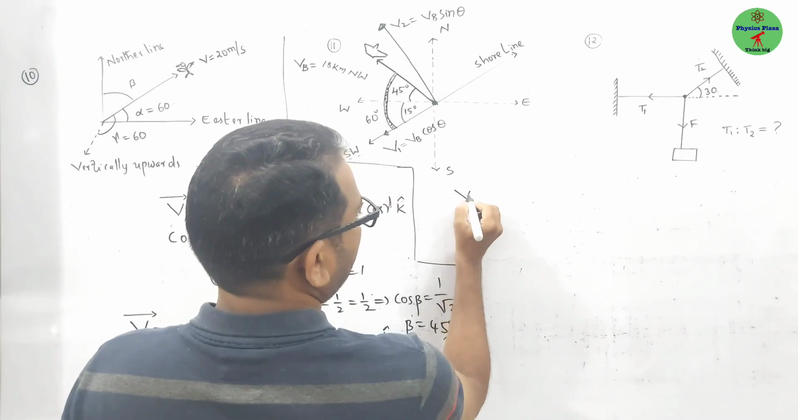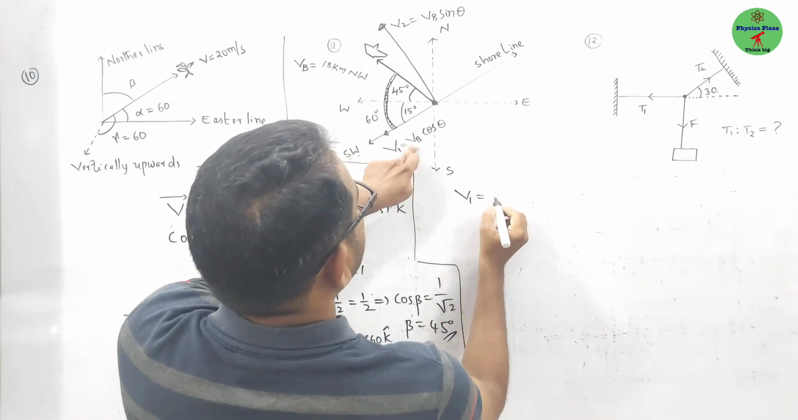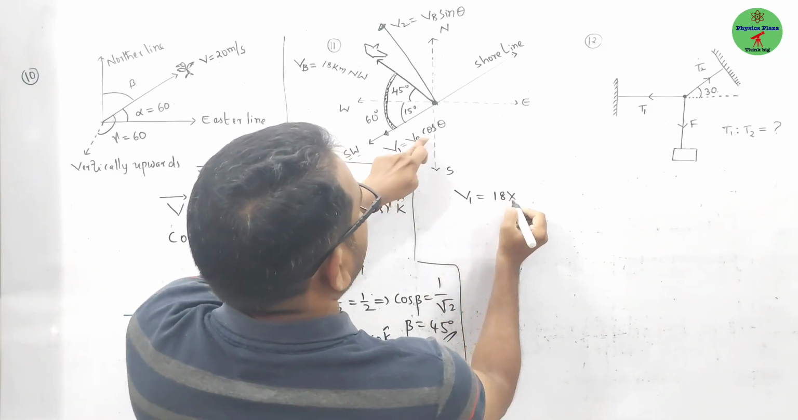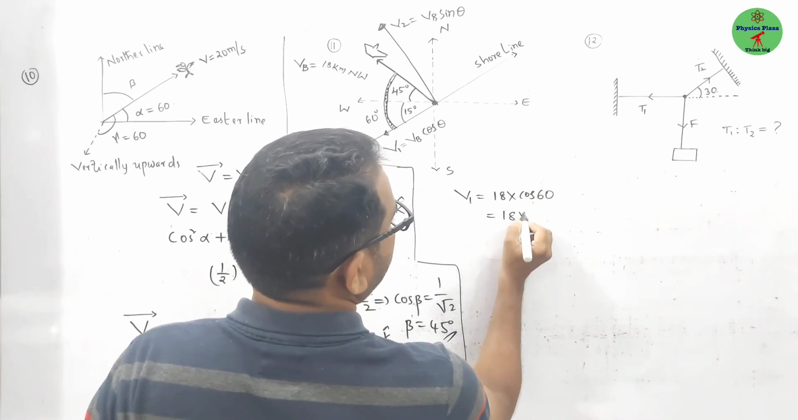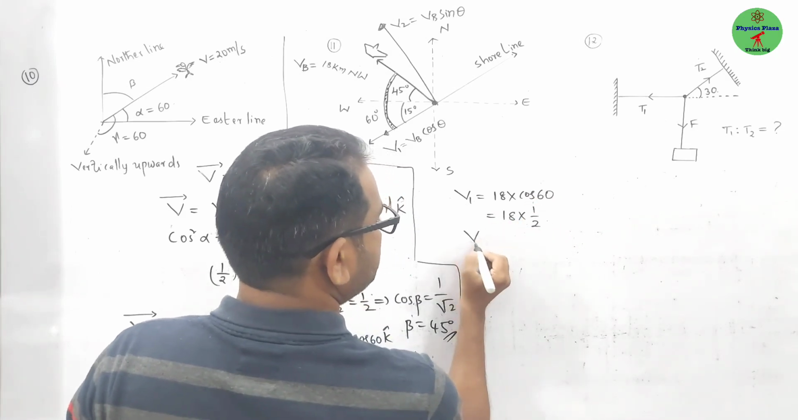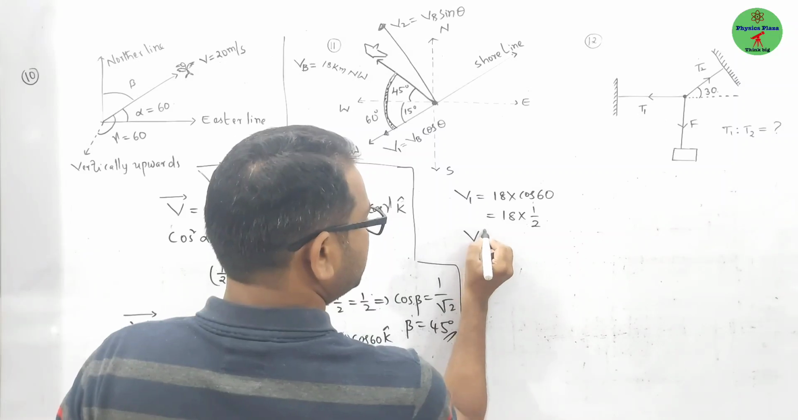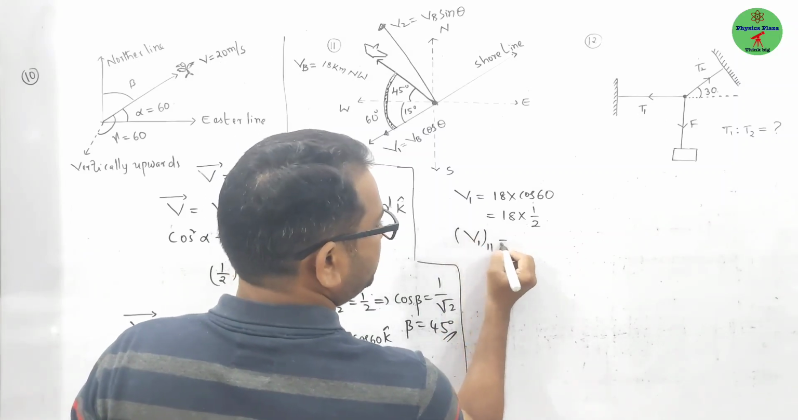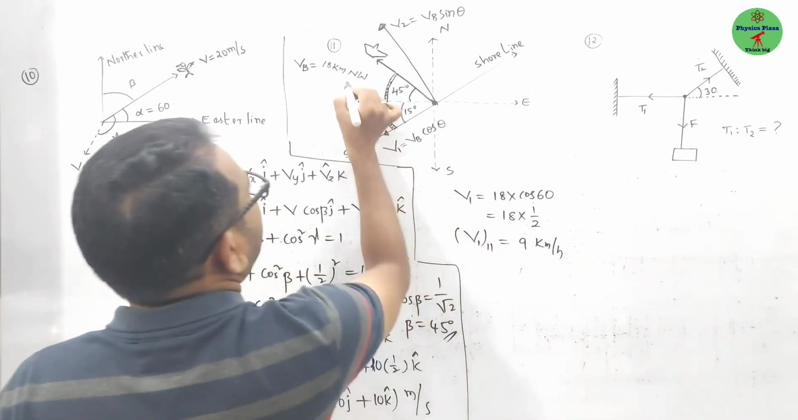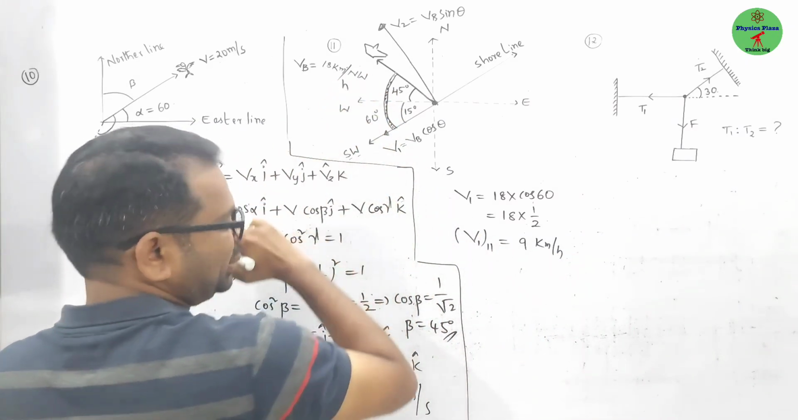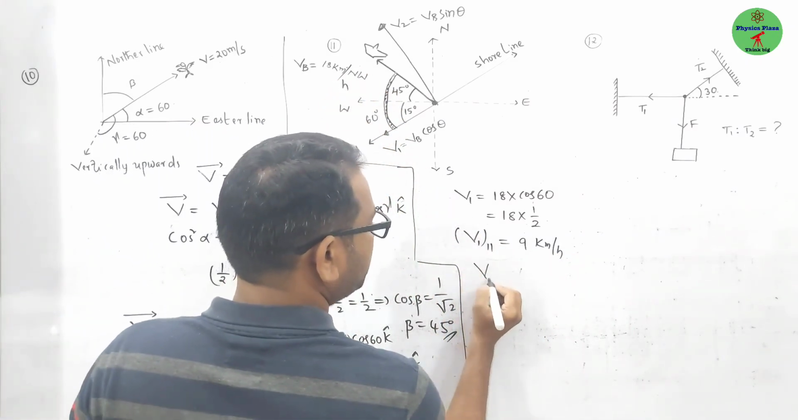So now V1 is equal to VB cos 60. How much, children? 18 cos 60. This is 18 into 1 by 2. So V1 is nothing but the component parallel to the shoreline, which is 9 kilometer per hour. Okay, fine.